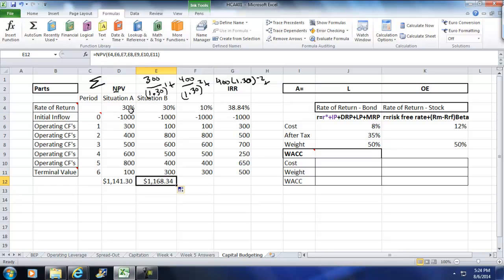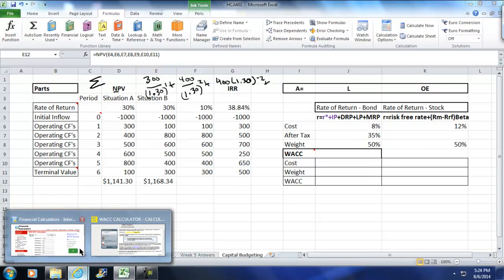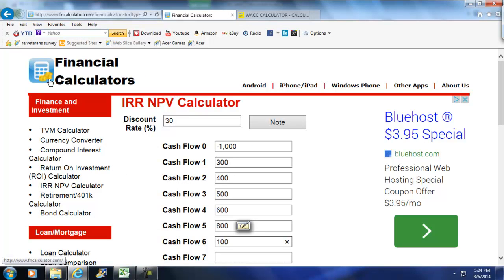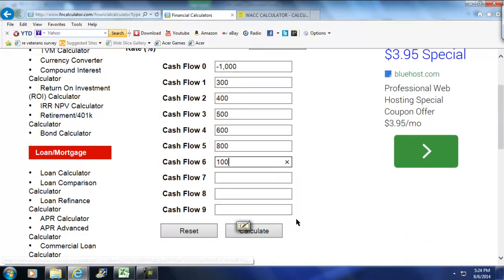Now I mentioned it a moment ago. I'm going to show you another calculation. I'm going to go to a website and an app called FN Calculator. Here's the app for your phone. And I've already typed everything in here. You see, and it allows me to put a zero cash flow. I'm going to pull down and I'm going to hit calculate.